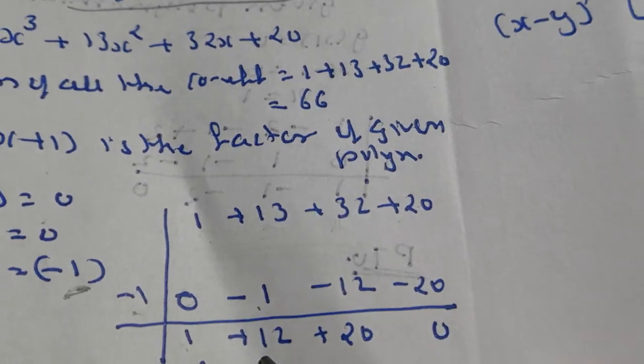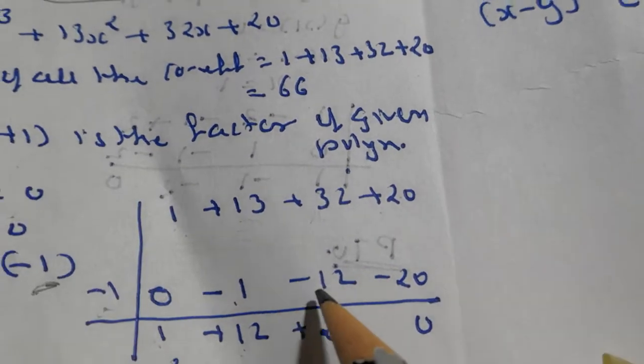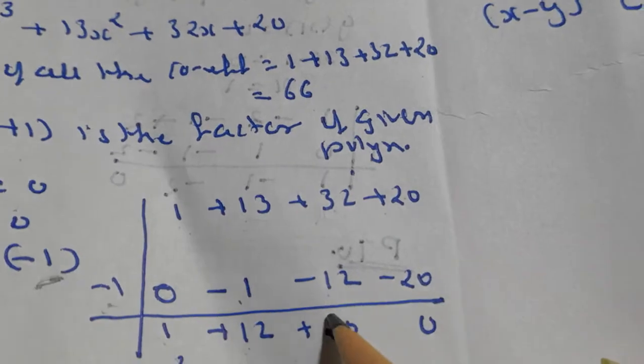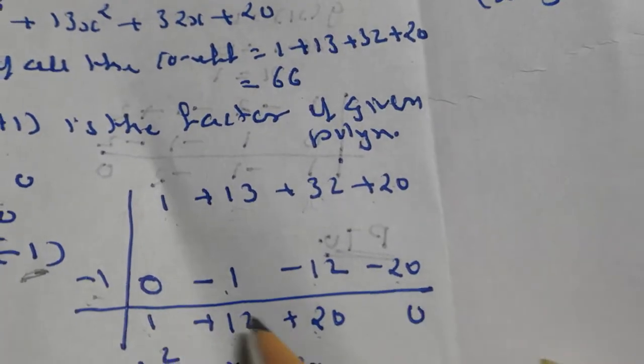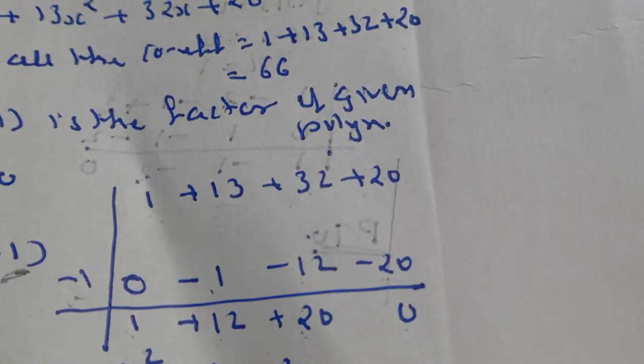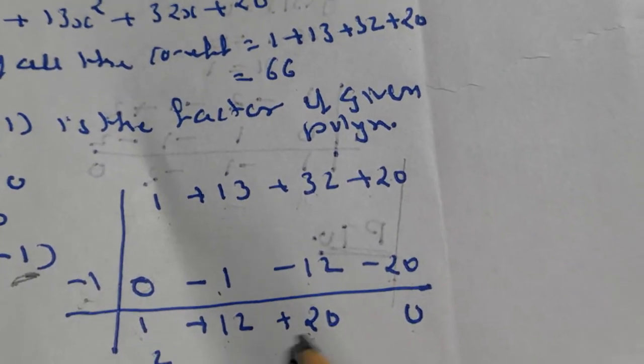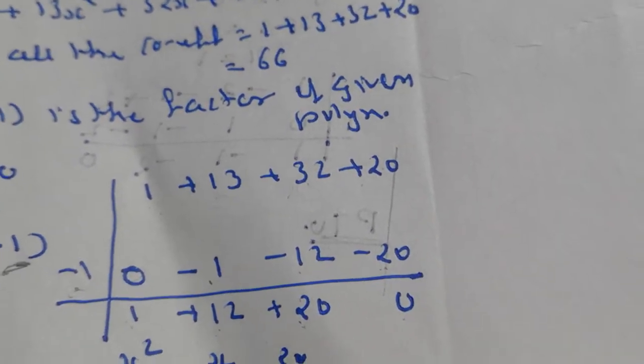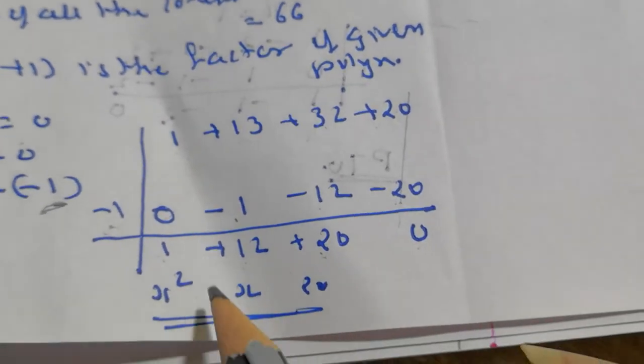13 minus 1 is 12. 12 into minus 1 is minus 12. 32 minus 12 is 20. 20 ones are 20, plus of minus is minus, so minus 20. Plus and minus get cancelled. So my answer is 1, 12, 20. That means it is x square plus 12x plus 20.